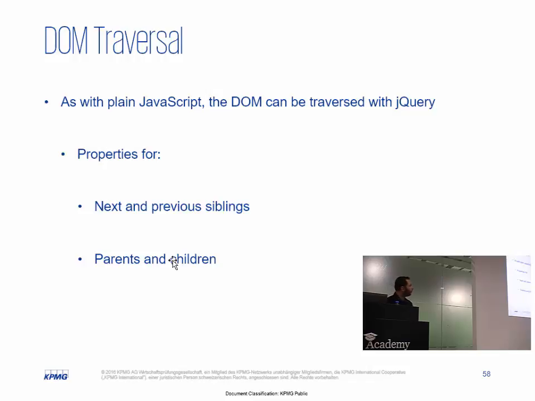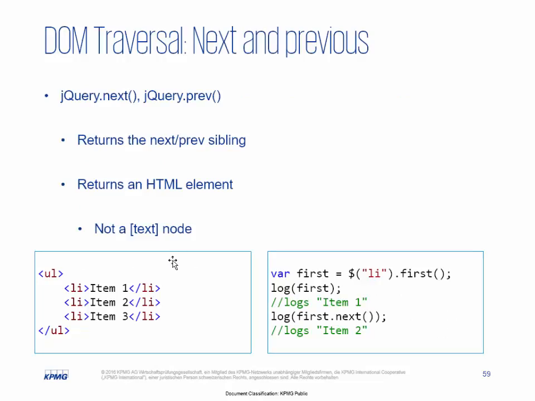So, of course, when you have a specific element, you can traverse next and previous siblings and parents and children. So we can also go through the UI. So you have next and previous, which are shorthand to getting the previous and next sibling of the current element that you have.